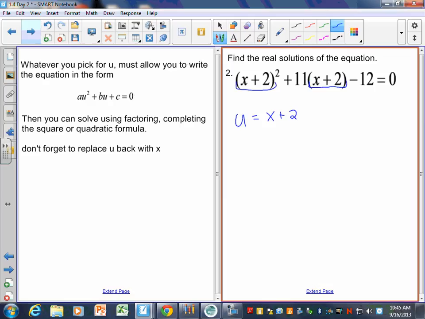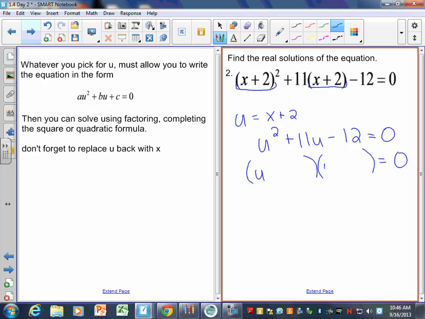Once you do one of these, you recognize it, and it's easy to do the next time, but it's kind of weird at first. And so then I can just replace x plus 2 with u, and you just get a lovely little u squared plus 11u minus 12. And then just like before, we can factor, complete the square, or use the quadratic formula. I feel like most of these today are going to be factorable, not necessarily all of them, but most of them are. And so that's my first method of solving here that I'm going to try.